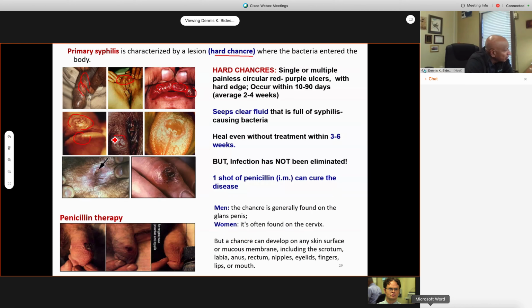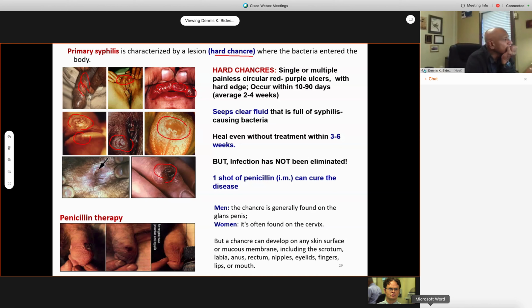This is on the labia majora, female, of course. You can see a lesion. This is on the tongue. This is in the anal area. You can see lesions here, and this is on the finger. Each lesion is induced by Treponema pallidum. Those are called hard chancres. It's the primary stage, the first stage of this disease. Basically, this is where the organism Treponema pallidum invaded tissues.